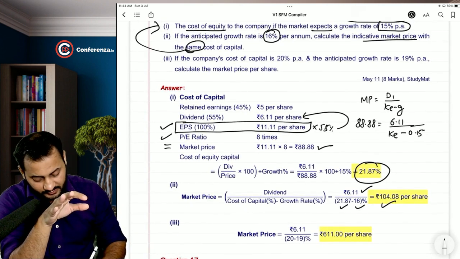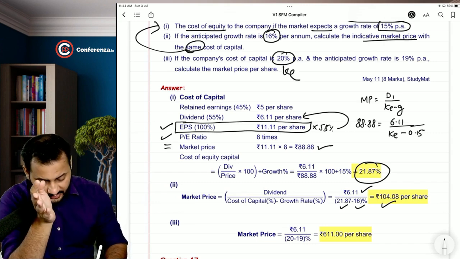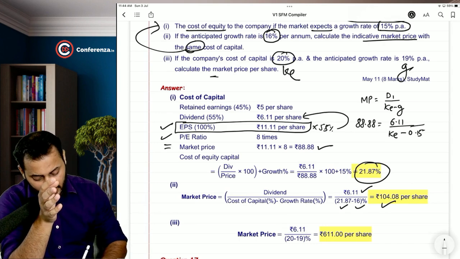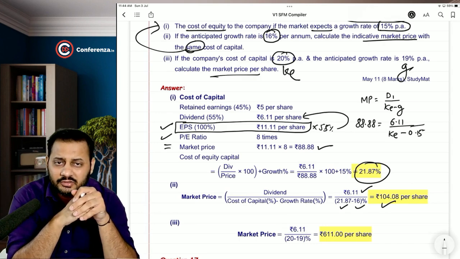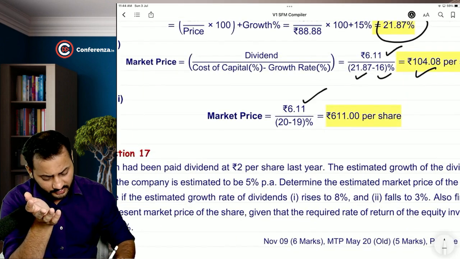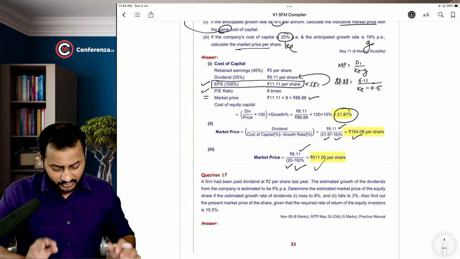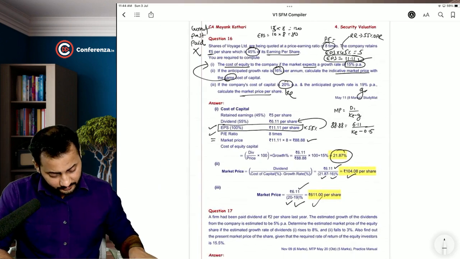Okay. If the company's cost of capital is 20%, now we are changing the cost of equity and the growth rate also, and then we have to calculate the market price. Everything is with us. See, 6.11, cost of equity, growth rate, you have the market price. This question was not at all difficult. So now I'm moving forward.